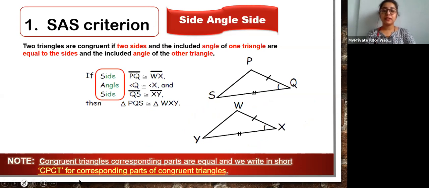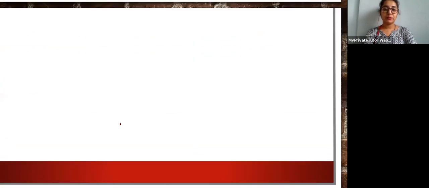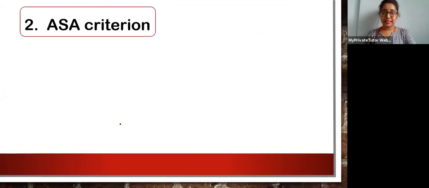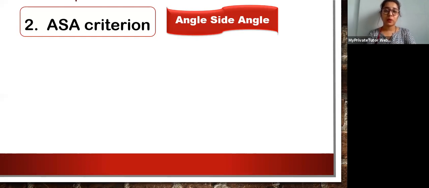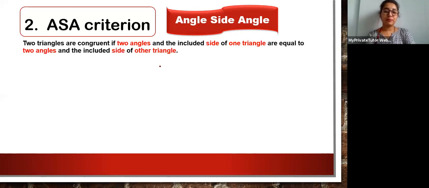So let's get into the next part, that is the second criterion, which is the ASA criterion. Now, what is ASA criterion? Angle, side, angle. Okay, in the previous case, we had two sides and one angle. In this, we'll be having two angles and one side. So let's see what this means.